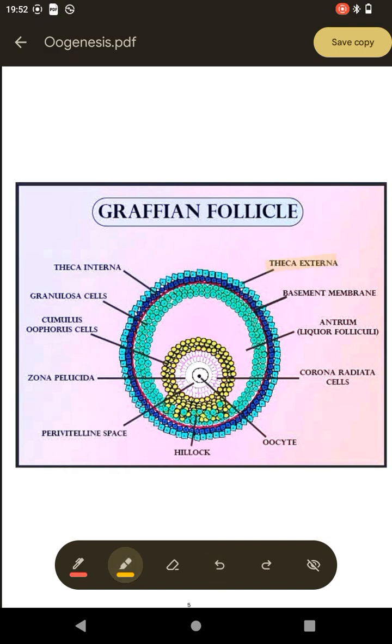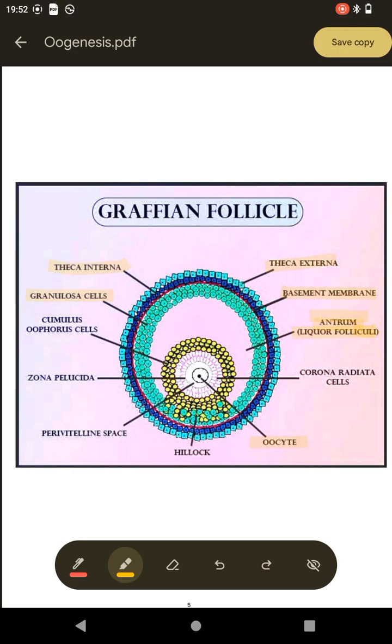Okay, the external layer is the outermost. This is the fibrous layer, theca externa. Theca interna is the vascular layer. Between the theca, after the theca externa and theca interna, the next is the basement membrane. I already told you. The next layer after the basement membrane is the granulosa cells, that is the stratum granulosum. Okay, and then the antrum, that is the liquor folliculi, contains estrogen. Then we will see the oocyte.